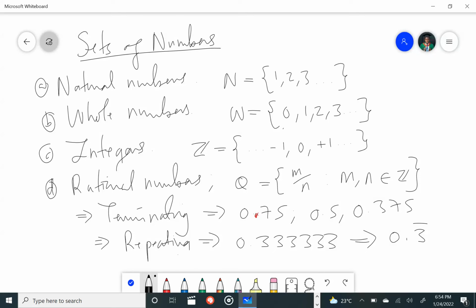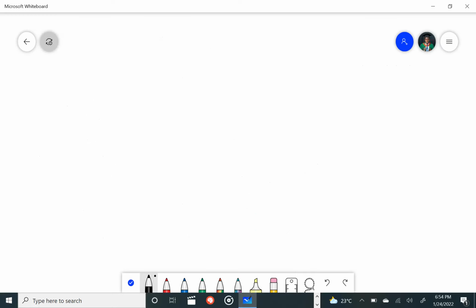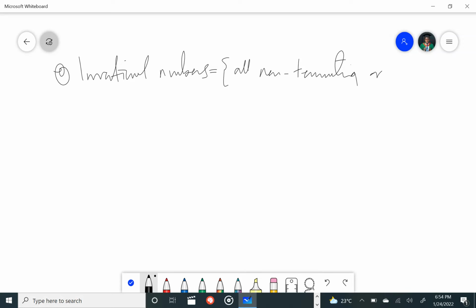So, what are irrational numbers? Irrational numbers, as the name entails, are pretty much the opposite of rational numbers. So irrational numbers are all non-terminating or non-repeating decimals.